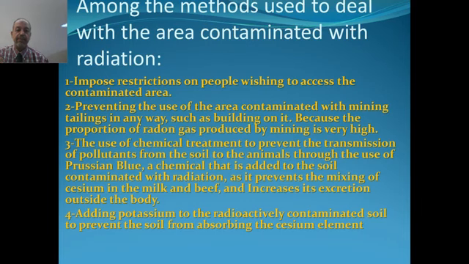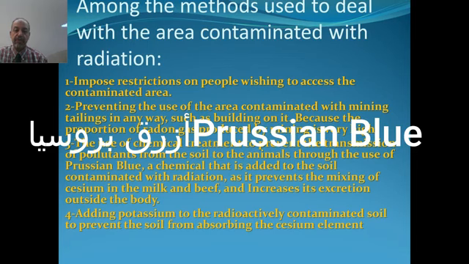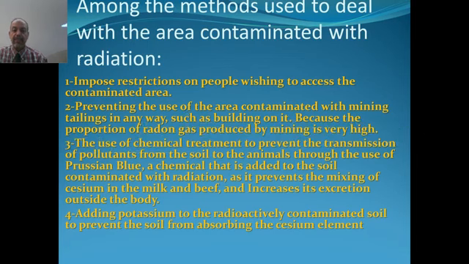Number three, the use of chemical treatment to prevent the transmission of the pollution from the soil to the animals, through the use of Prussian blue, a chemical that is added to the soils. Prussian blue is added to the soils to prevent radiation contamination, and it prevents the mixing of cesium in the milk coming from the animal and in beef, and it increases its excretion outside the body.